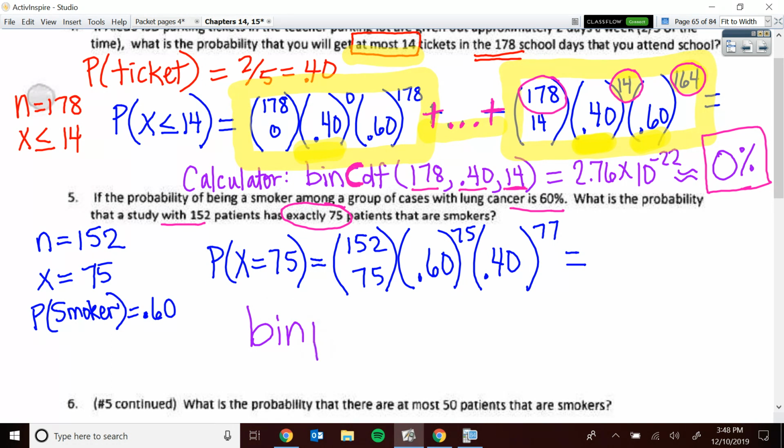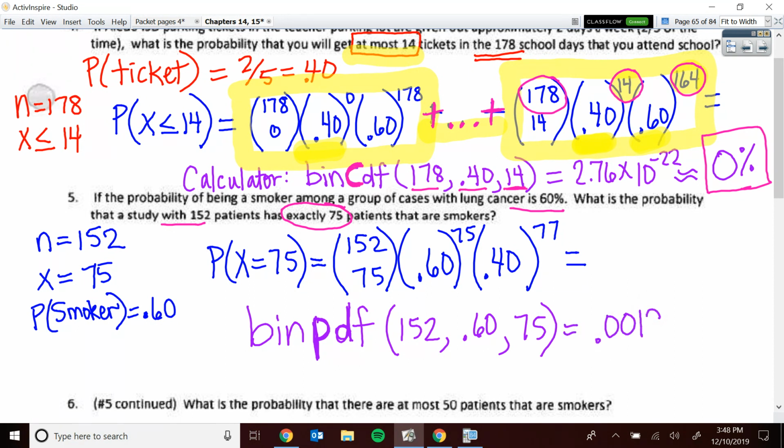Because this is a problem where it's exactly this or exactly that, PDF is what you use, not accumulating. Out of 152 patients with lung cancer, there's a 60% chance of them being smokers. I want to see the probability that I would have gotten 75 smokers in there. So not very much. 0.19% chance, so pretty low.